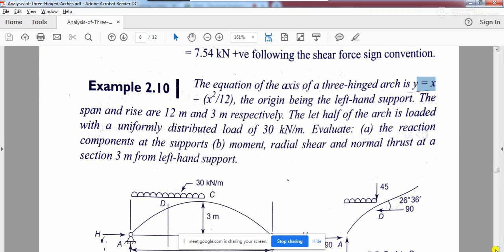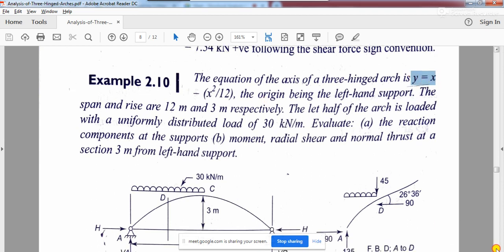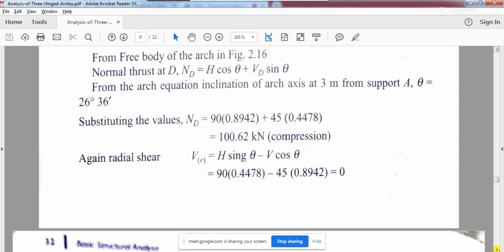When a UDL comes and acts on an arch, the radial shear and normal thrust concepts are not going to change, right? So to find this, you will have to find the theta. That means the tangent at the point where you are asked to find the radial shear and normal thrust, how much angle it makes with the horizontal, you will have to find, right? And to do that, you know the equation of the arch. So from the equation of the arch, what should you do? You should do dy upon dx, right?